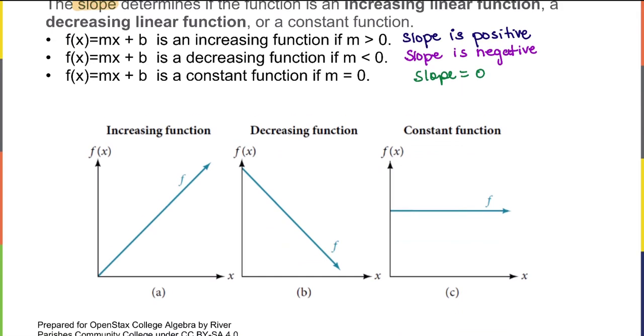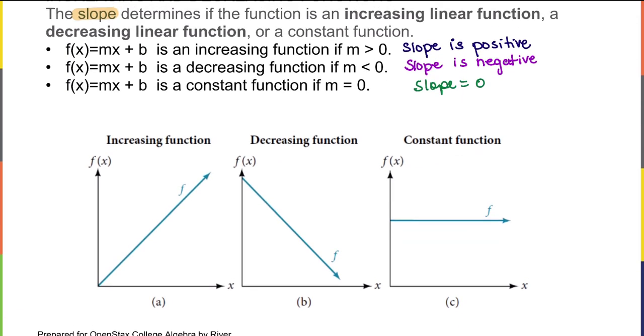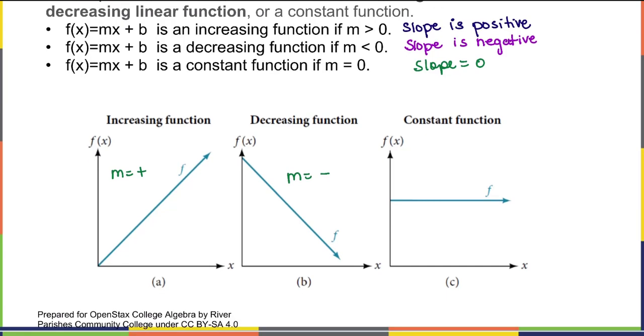So this would be a function that's going up. This function would have a slope that's positive. This function is going down from left to right. So this function would have a slope that's negative. And this function is flat, horizontal, so it has a slope that is 0. So how do we tell if a function is increasing, decreasing, or constant? We check out the slope. So check out this example.